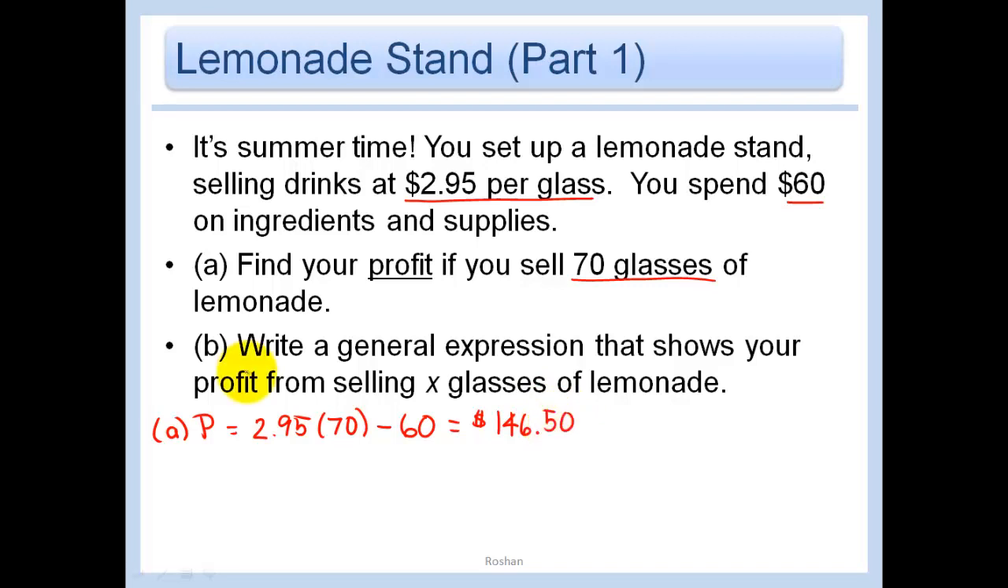Okay. Here, write a general expression that shows your profit from selling x glasses of lemonade. So all we really did was $2.95 times however many glasses of lemonade, and then take away how much we spent on the ingredients and supplies. So profit is just our revenue minus our expenses. How much we take in minus how much we spent.